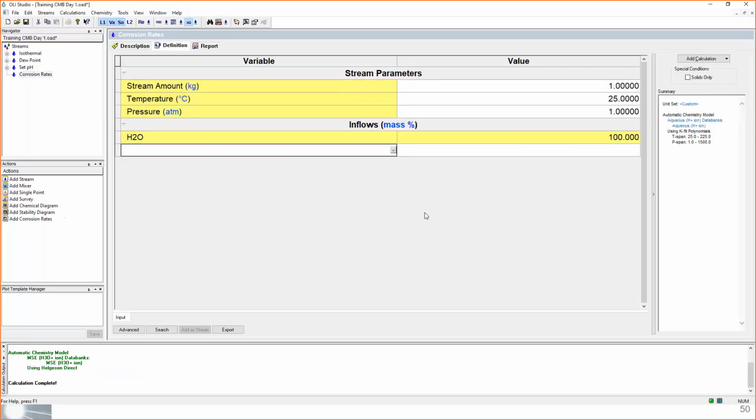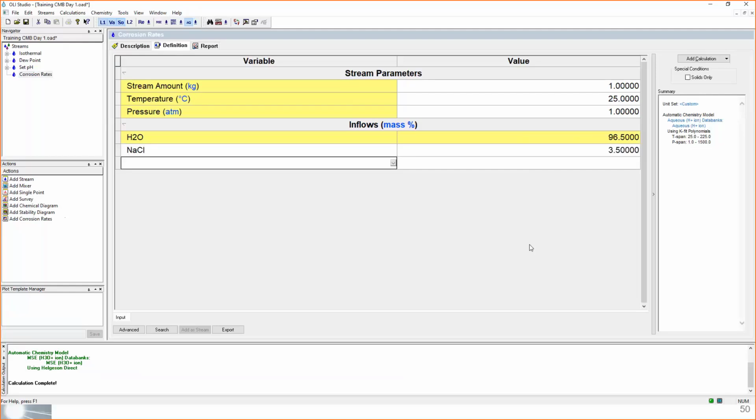Usually when we are working in the lab, we work with a 3.5 weight percent sodium chloride solution. So that's what I'm going to simulate here. I'm going to say that I have sodium chloride, and hit enter. And I'm going to say that the weight percent here for sodium chloride is 3.5.